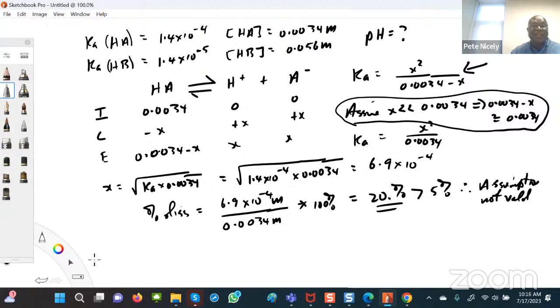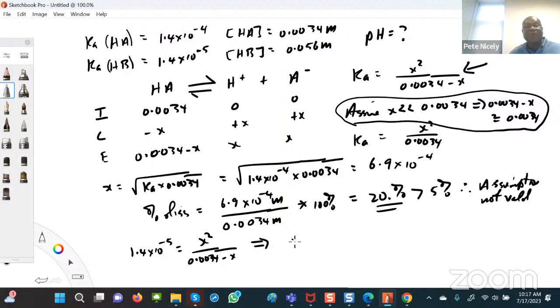So let me see if I can do that down here. We're going to go back to Ka, which is 1.4 times 10 to the minus 5, equal to x squared divided by 0.0034 minus x. Then we have to do some algebraic rearrangement, which I won't go into all the steps. I leave you to figure that out. I'm just going to jump to the quadratic equation that results.